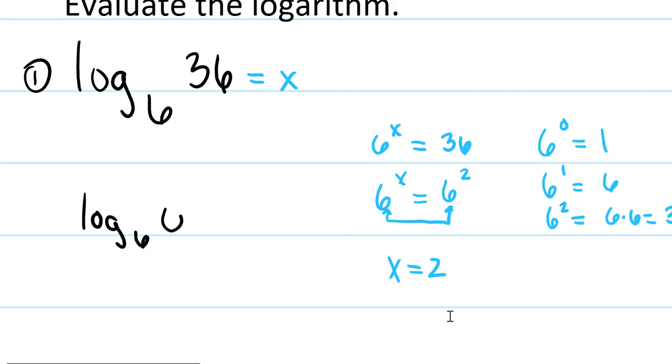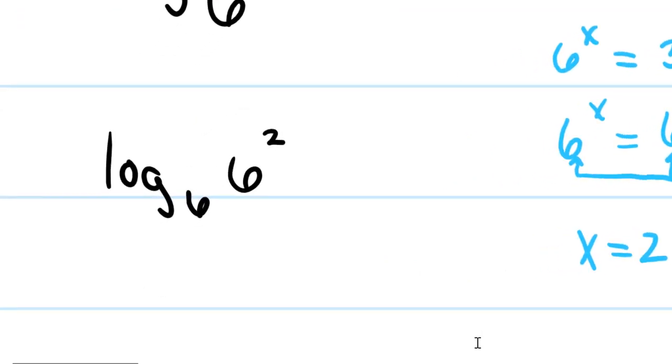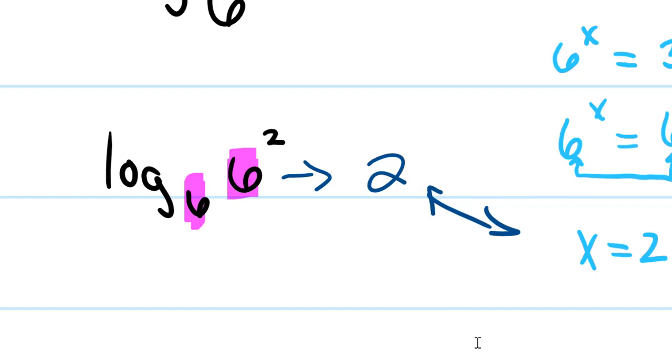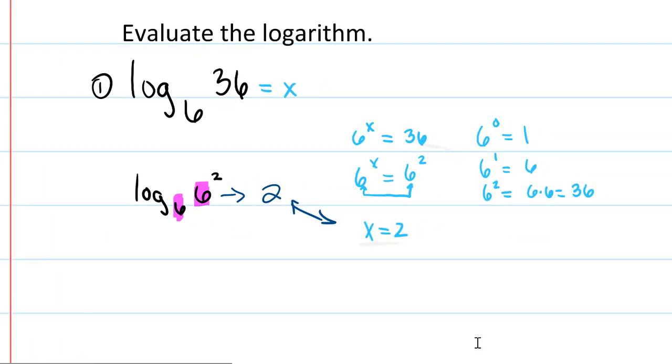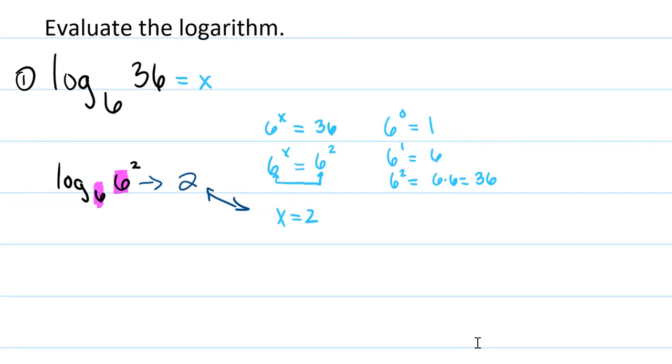Log base 6 of 6 squared. Now when you have log base and this value, when this number and this number are both the same, all you've got to do is get rid of that and drop down the exponent. So that's just going to be whatever that exponent was, which was 2. Notice, samesies. So you can use either approach when you do this type of problem. So take your time, do whichever version works best for you, and that's a wrap.